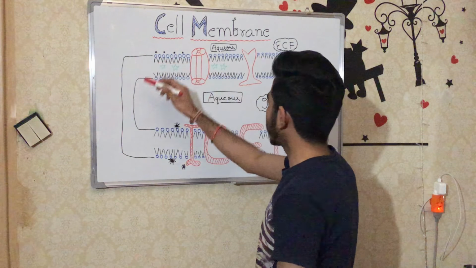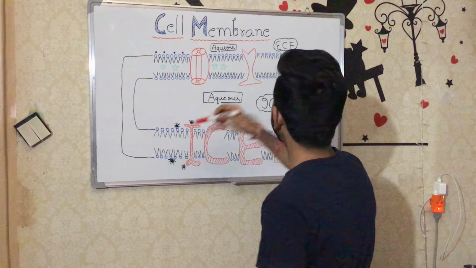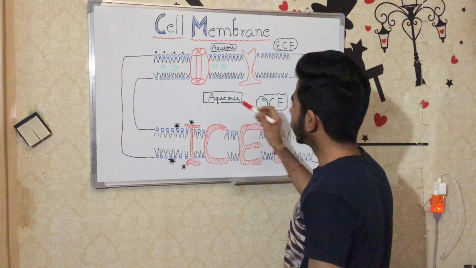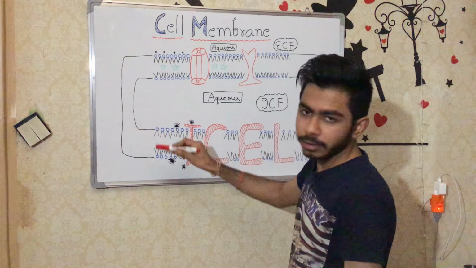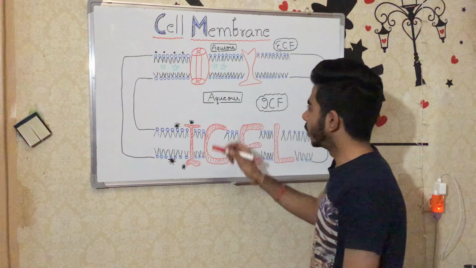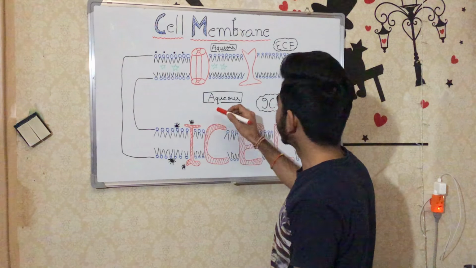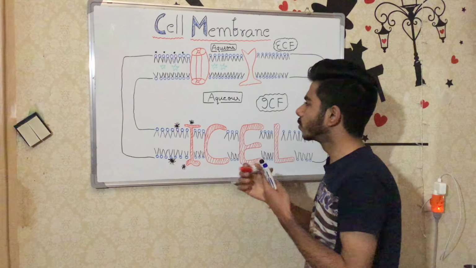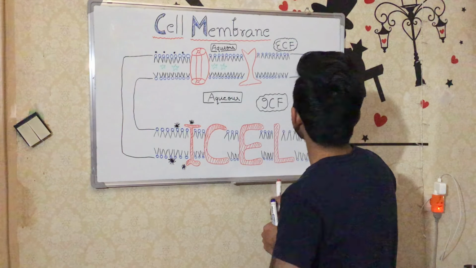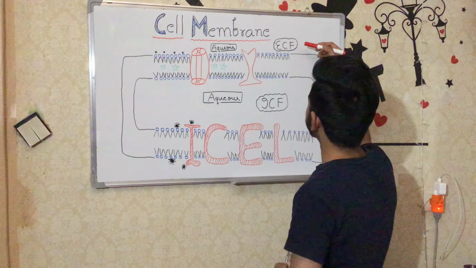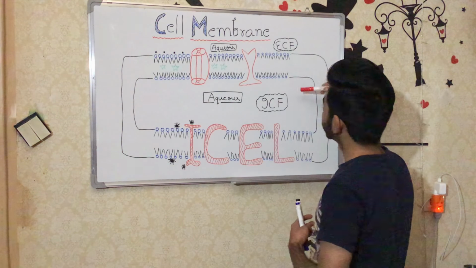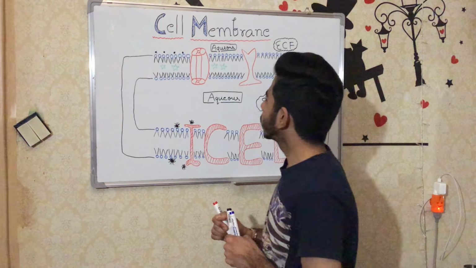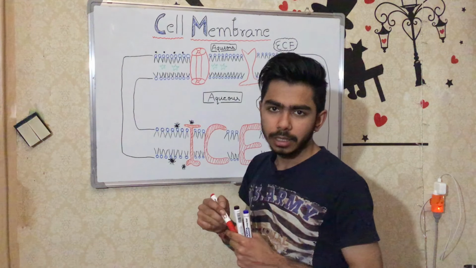Actually I've drawn the cell over here. This is our cell, and this is the extracellular fluid, which is aqueous, and this is the intracellular fluid, meaning the environment inside the cell. Here will be our cytoplasm, our nucleus and other organelles, Golgi apparatus, rough endoplasmic reticulum, ribosomes, smooth endoplasmic reticulum, structures like that. But the cell membrane separates the two environments, the extracellular fluid and the intracellular fluid. They both are aqueous.